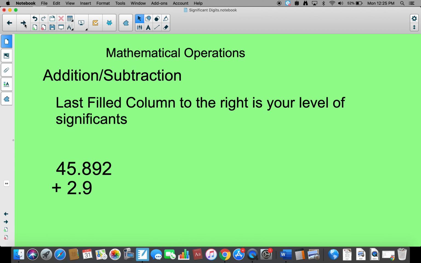So if I give you the example 45.892 plus 2.9, the answer comes out to be 48.792, but the last filled column is that 7, and the number to the right of that 7 is a 9, which is 5 or greater, so the answer is 48.8.